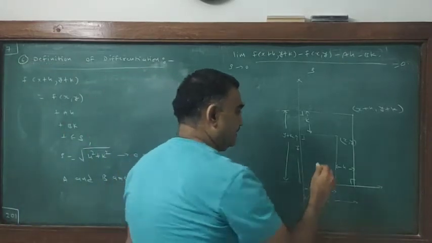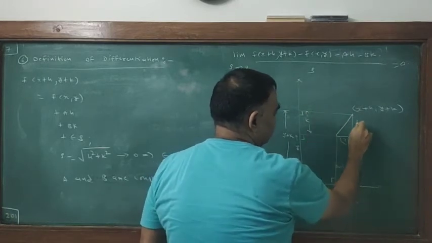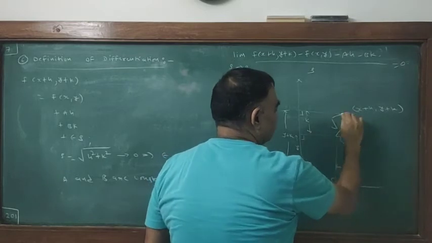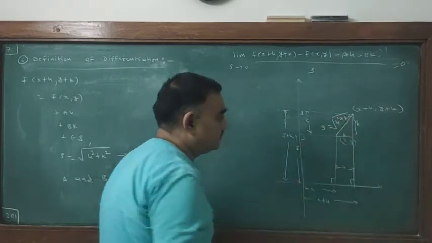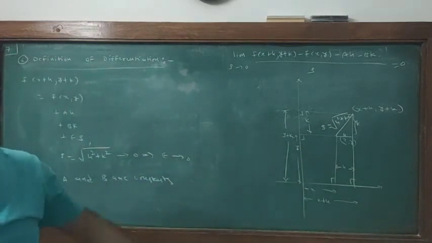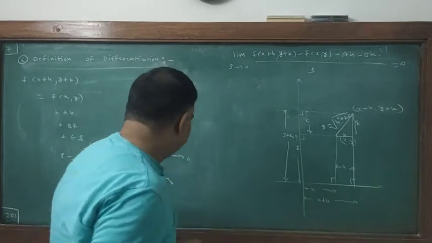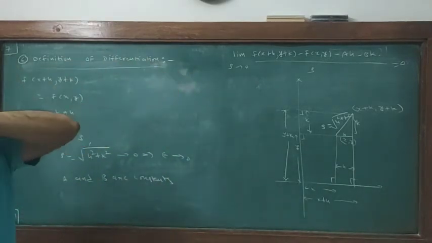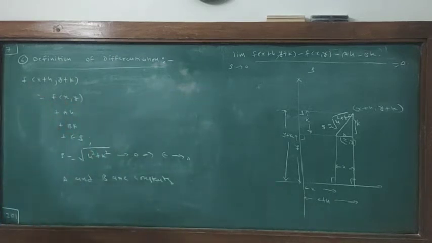Now this is k and this is h, and this is the square root of h square plus k square, and we call it rho. This tends to 0. Then this tends to 0. Keep this picture clear in your mind.